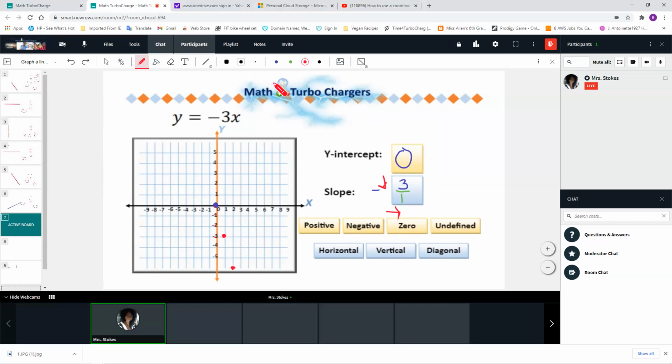Now, because I only have 3 dots, I want to make a nice long line. I'm going to extend my line by doing the opposite. So I'm going to go up 1, 2, 3, and over 1.